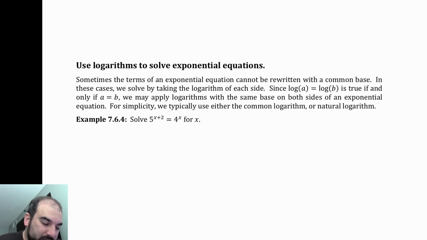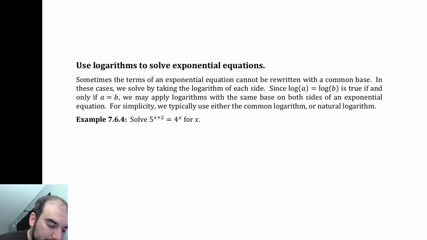Now, you're going to run into situations where you can't do that, where you have 5 to the x plus 2 on one side and 4 to the x on the other side, and you want to solve for x. You cannot get 5 and 4 to be in terms of a common base. So what we're going to do is take the logarithm of both sides, and the reason for doing that is that it allows us to take exponents and make them no longer exponents, right?